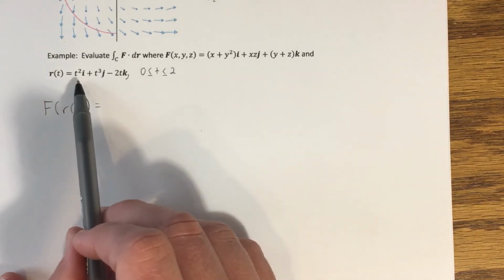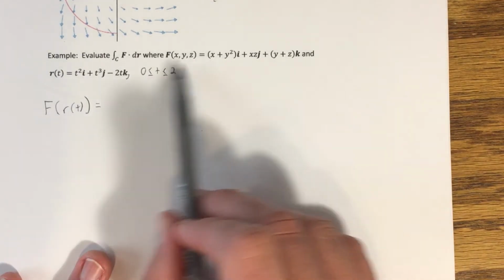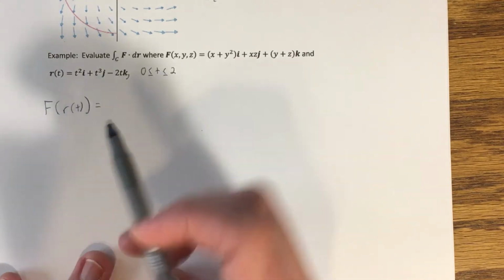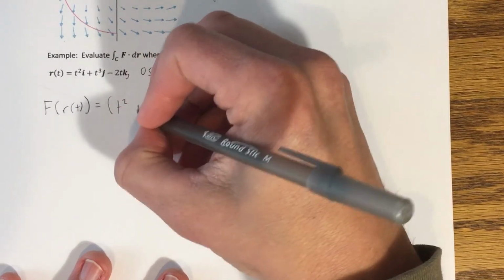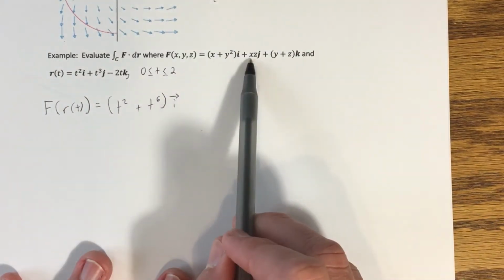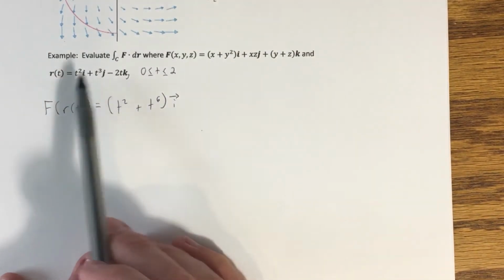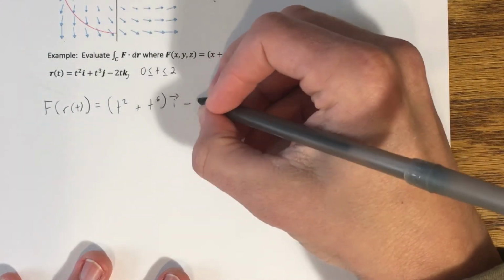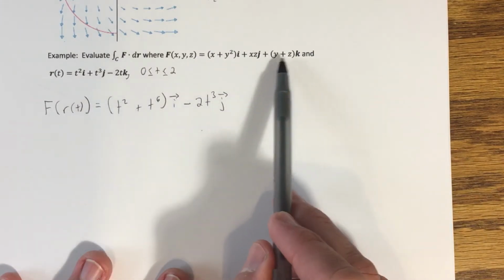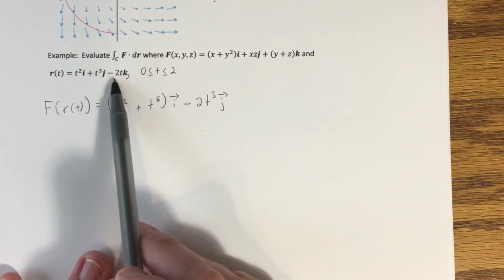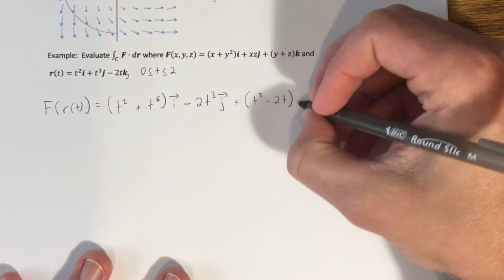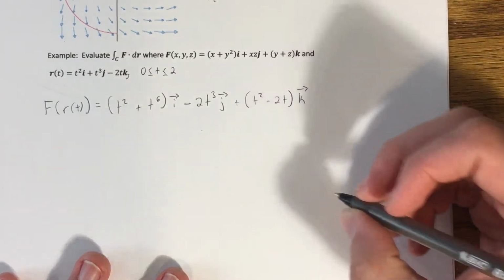So let's see what that looks like. For the i component, I have x plus y squared. So y squared would be t to the sixth, and I'm adding t squared to that. So that'd be t squared plus t to the sixth, i. And then here, xz, so that would be t squared times negative 2t. That would be minus 2t cubed, and that's the j component. And then y plus z is going to look like t squared minus 2t. So plus t squared minus 2t. That would be my k component.